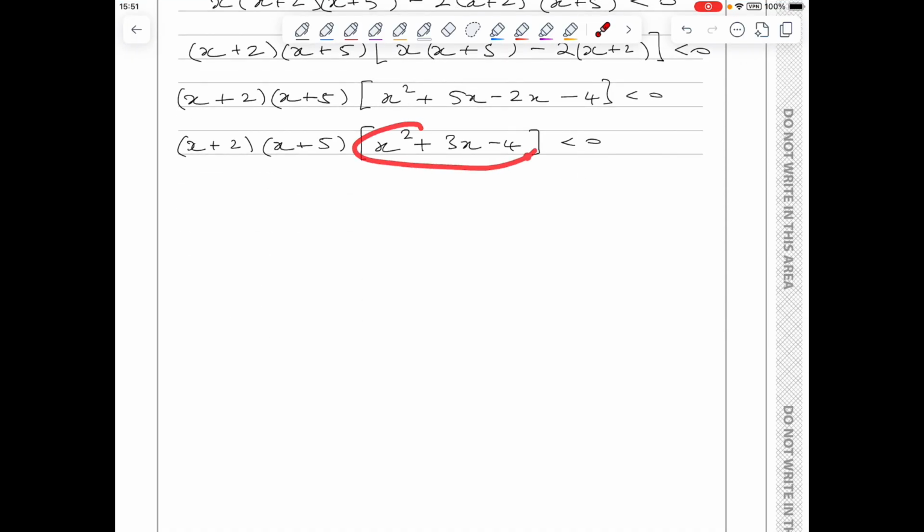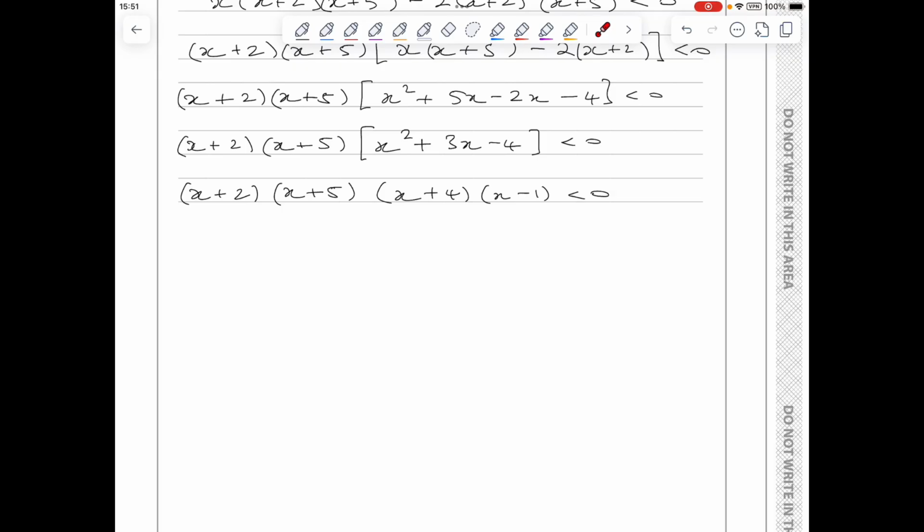Now I will factorize this quadratic, and now my function is a product of 4 linear brackets. Each one will give me a critical value, and I'll put all the critical values on a number line.